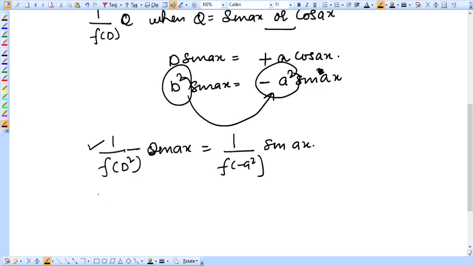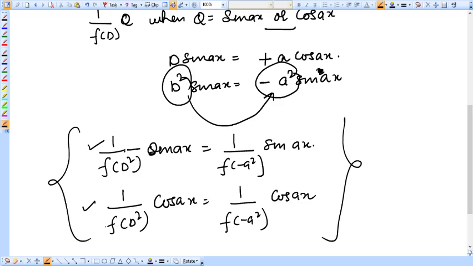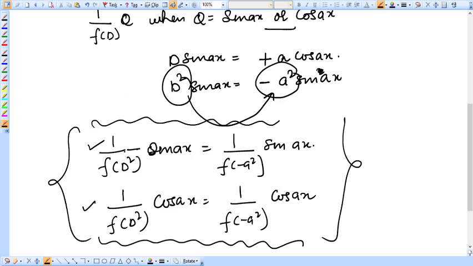Or the same can also be extended to cos ax, because the same property is true for cos ax. So f of D square on cos ax is equal to f of minus a square on cos ax. So you just keep this in your mind, because the coming problems will be solved using this rule, right?